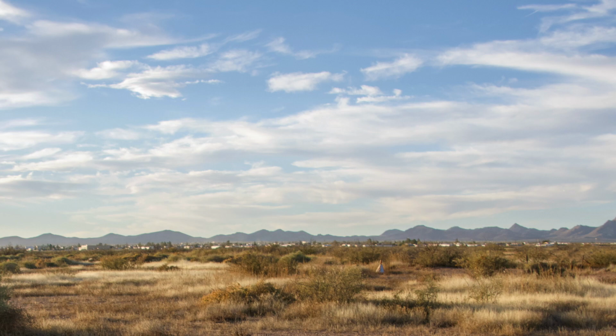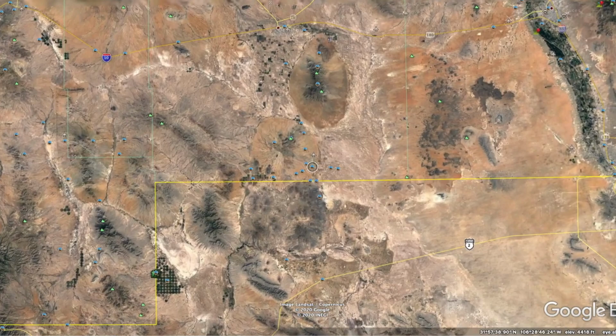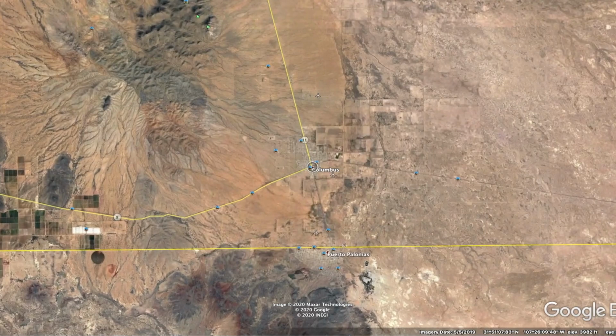Now, honestly, I didn't ever imagine that I would get the opportunity to visit Columbus, New Mexico. To say that Columbus is off the beaten path is no understatement. Today, it's a town of less than 2,000 people, situated 30 miles from the nearest interstate, 5 miles from the Mexican border, and surrounded by desert on all sides.